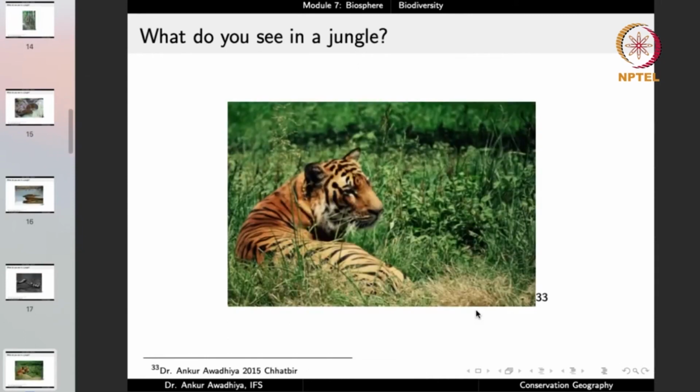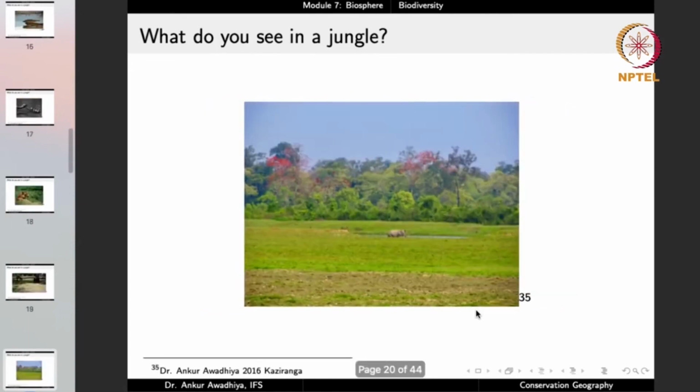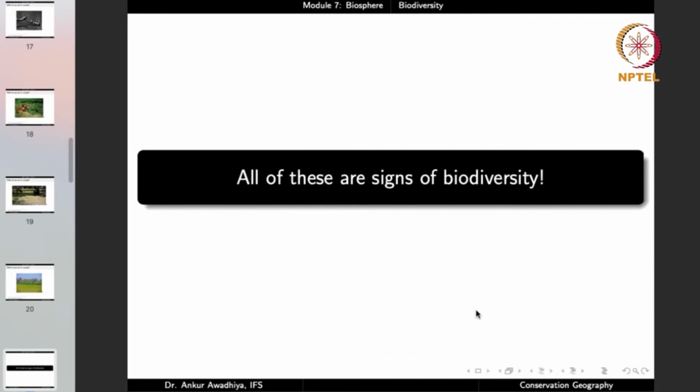Or if you are very lucky, you'll probably even observe a tiger. You'll observe large animals such as the bears or the elephants. Now all of these are different signs of biodiversity, signs of diversity of life.